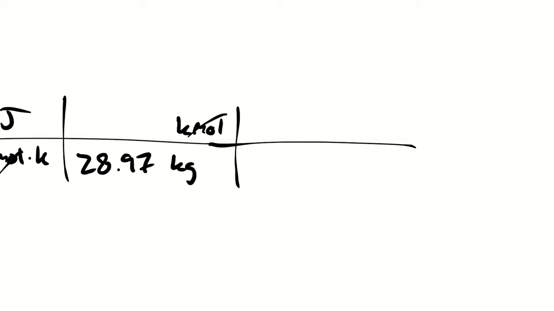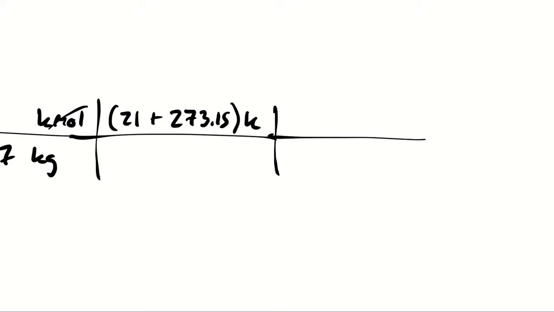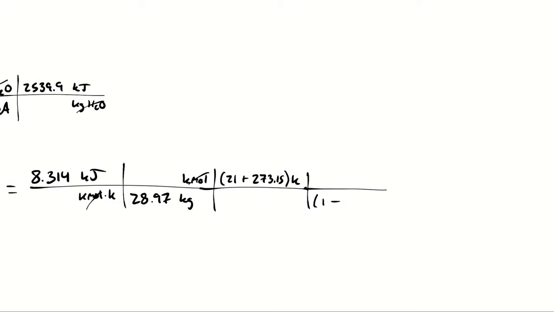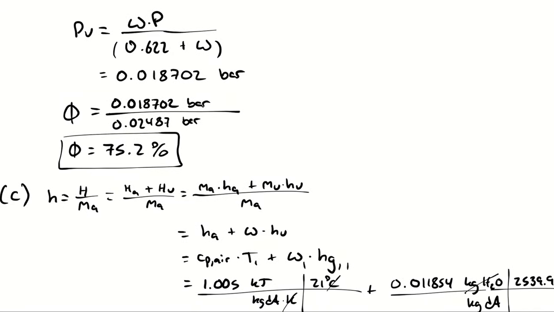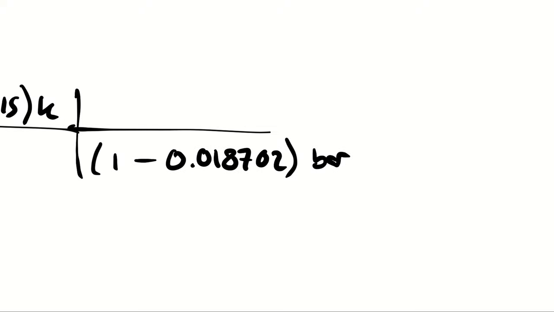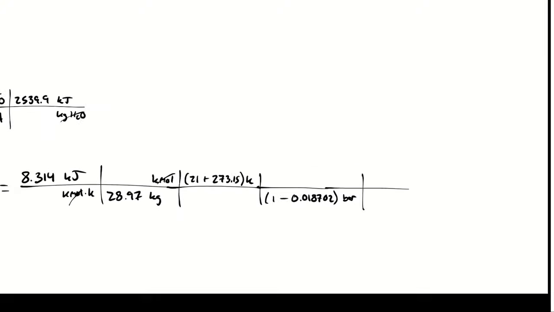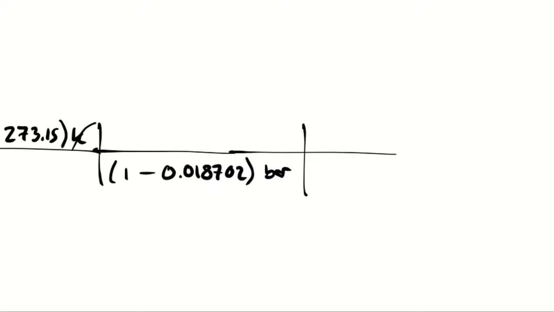Then we are multiplying by the temperature of the dry air. This time it needs to be in Kelvin. So it's 21 plus 273.15 Kelvin. And we are dividing by 1 bar minus the actual vapor pressure at state 1, which is 0.018702 bar. Then Kelvin cancels Kelvin, kilomoles cancels kilomoles, leaving me with kilojoules per kilogram bar.